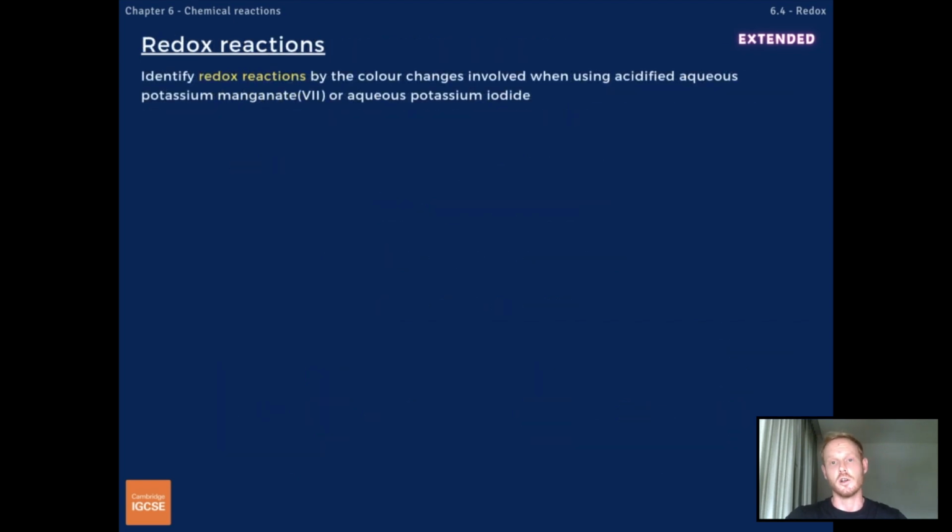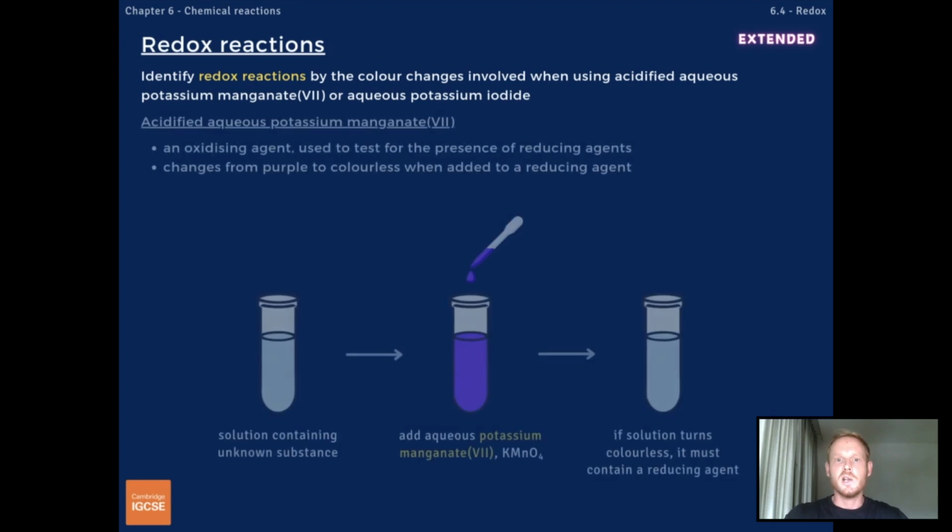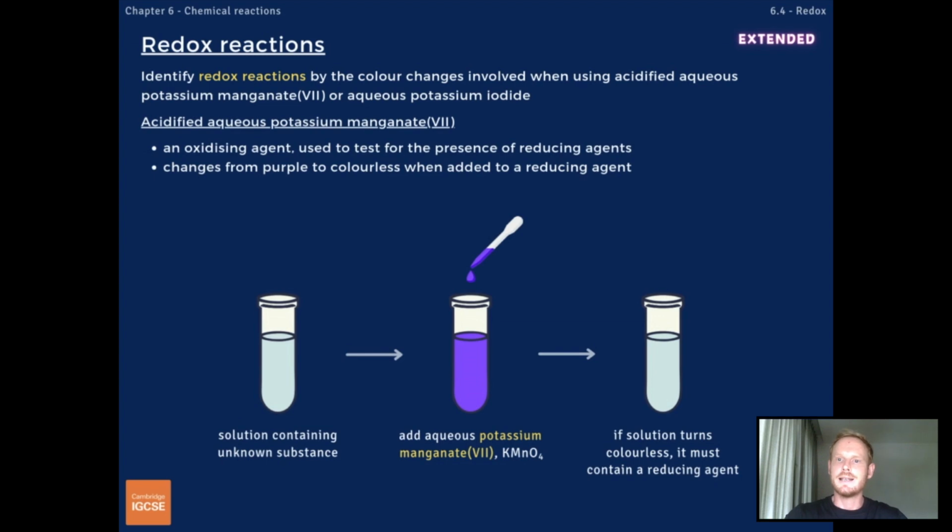The tests for redox reactions involve the observation of a color change in the solution being analyzed. Two common examples are acidified potassium manganate 7 and potassium iodide. Aqueous potassium manganate 7 is an oxidizing agent that can be used to test for the presence of reducing agents. When added to a reducing agent, the aqueous potassium manganate 7 changes from purple to colorless.